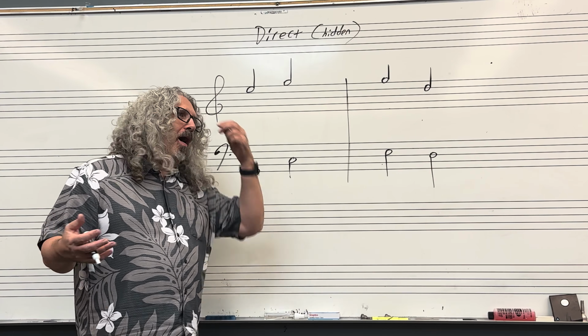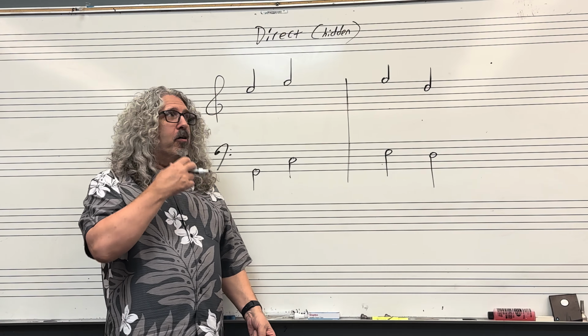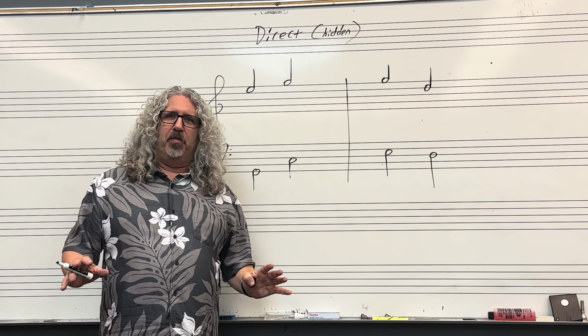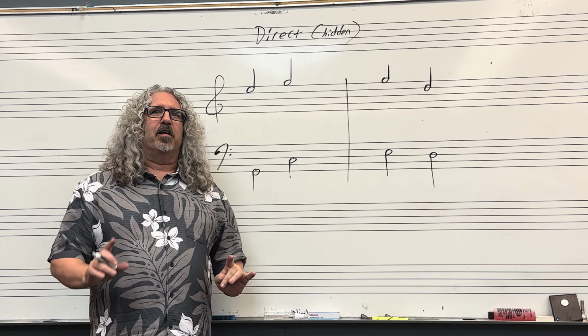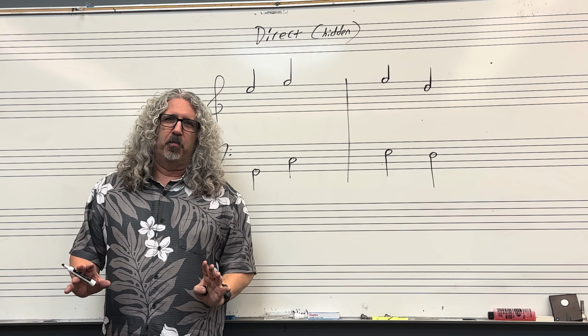This lesson is about direct fifths and direct octaves. This is a voice leading error. I've sometimes seen them called hidden fifths or hidden octaves. They're the same thing. These are really easy to spot because all you have to do is follow the soprano line, because it only happens when the soprano leaps.